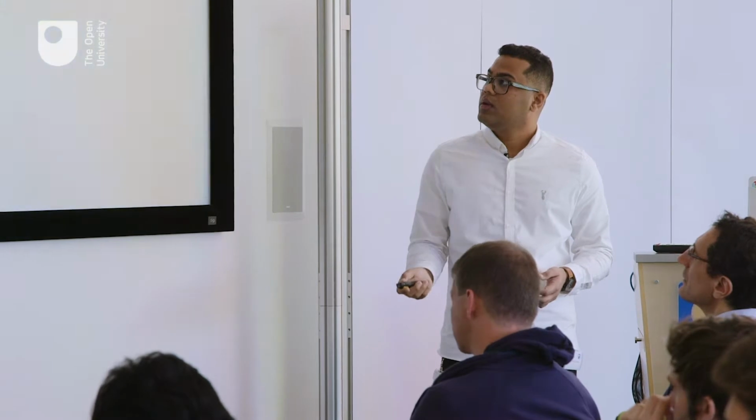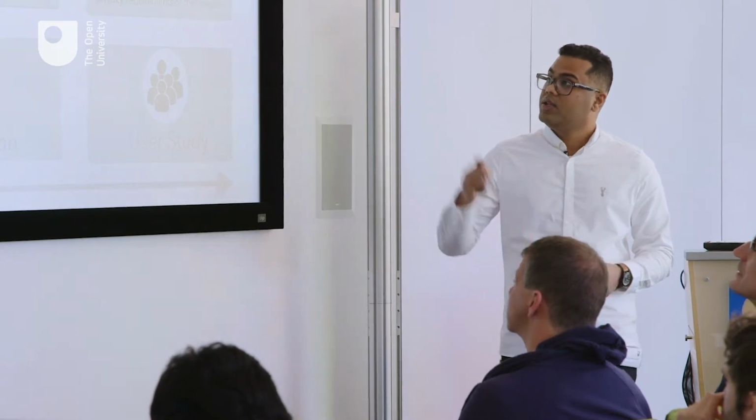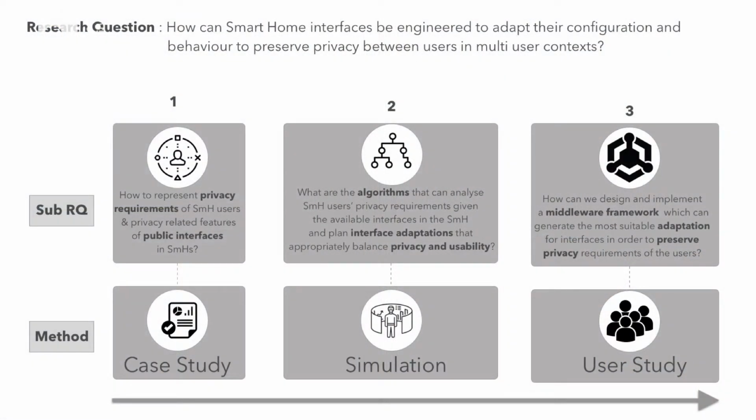With regard to the method, this is similar to the previous slide. These are the 3 main sub-research questions. As I mentioned, the first one is about modeling these user interfaces and privacy requirements of smart home users. For that, I'll be using a case study to go through a few scenarios that I have with regard to my research and demonstrate the capability of the modeling technique to represent the scenario. And the second one is to go through the algorithms to see how they can analyze and invoke adaptations to the interfaces.